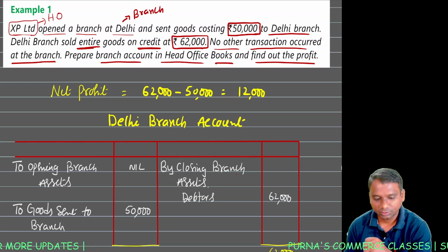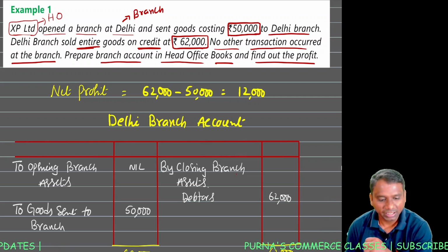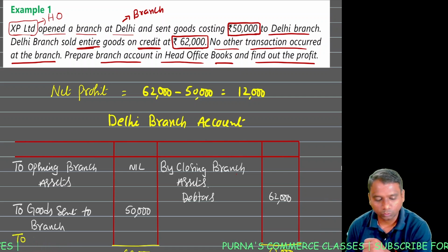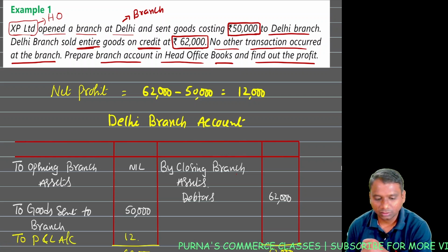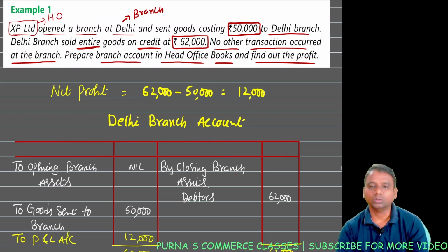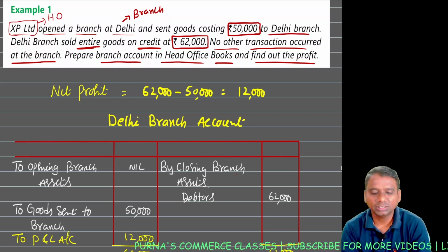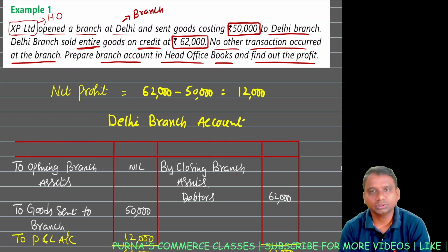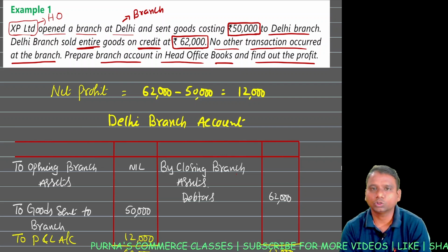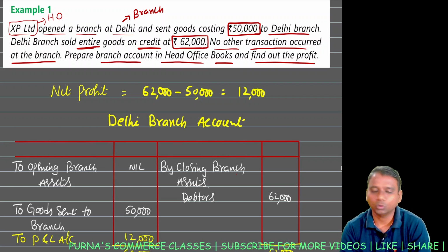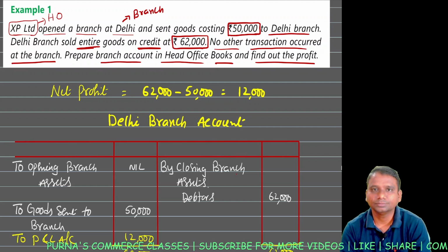Look at it. 62,000, see, credit side 62,000. Credit is more than debit, so we call it profit. Transfer to profit and loss account. How much? 12,000. Understood this? Simple. 50,000 worth of goods sent. All goods are sold for 62,000. Over. I hope you understood this.